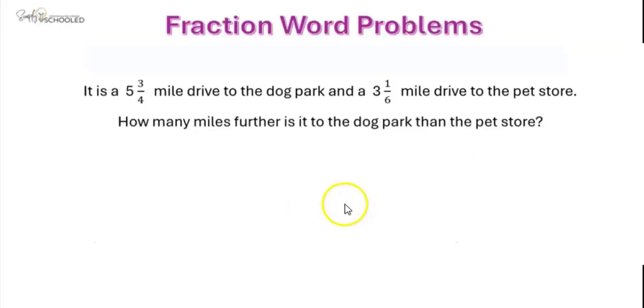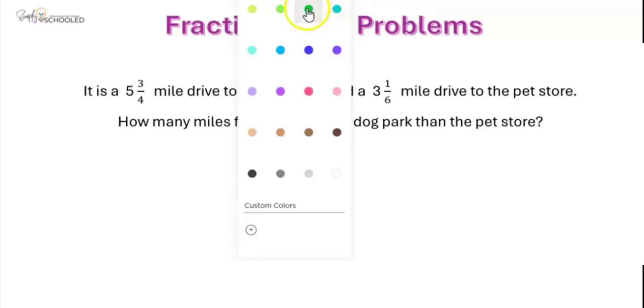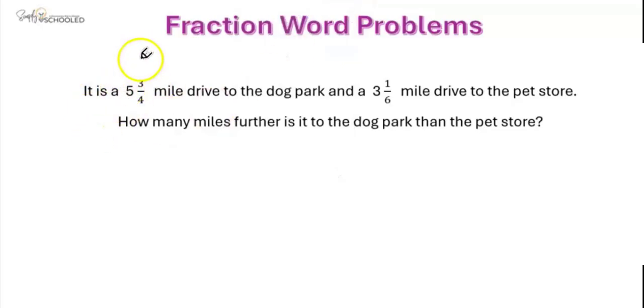But if you are not sure, you can use a regular whole number, which makes it seem a little easier. Like if it is a 6-mile drive to the dog park and a 5-mile drive to the pet store, how many miles further is it to the dog park than the pet store? You can easily see that you would just subtract 6 minus 5 and say it's 1 more mile. So that's another way of checking to make sure you have the right operation.